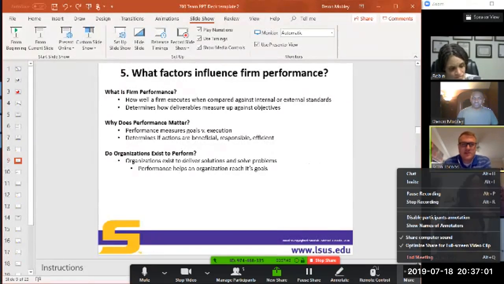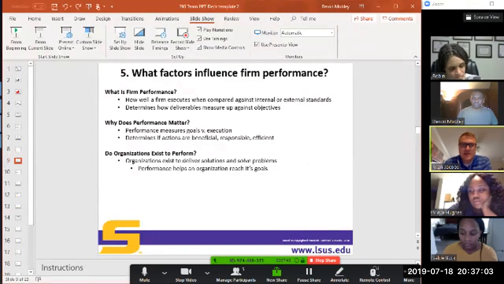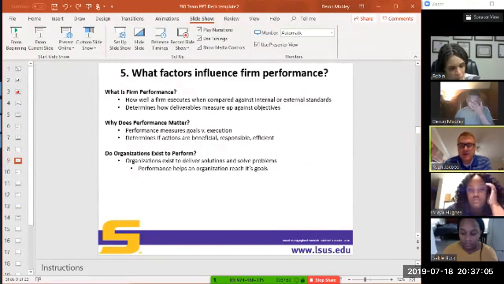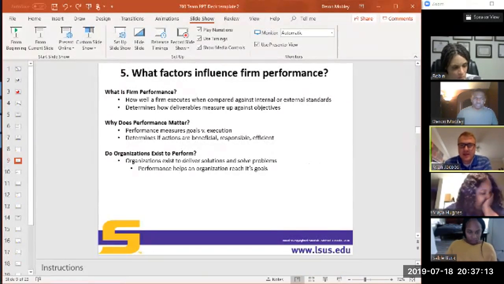And just alongside that is determining how deliverables measure up against objectives, kind of like you guys were talking about previously with setting goals. Why does performance matter? Performance measures goals versus execution. Are we actually aligning with what our company has set up for us, or what the arena has set up for us? That's kind of like a report card of how we're performing so far.